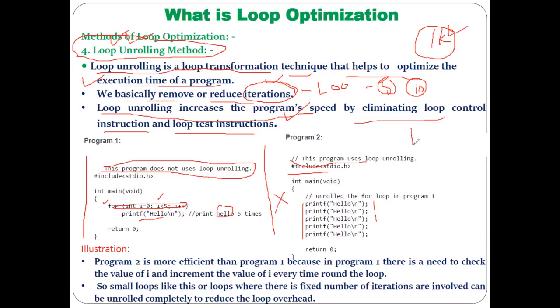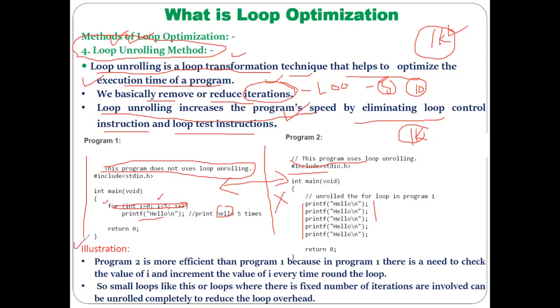But consider that 1000 iterations are required. Is it good to write the print statement 1000 times? Because of that, more space will be consumed, and more time will be required to run the program. Understood? So when the iterations are too large, means 100 or 1000, then loop unrolling is not recommended. But if iterations are small, like in this example, then loop unrolling is advised and suggested. It is a good optimization technique if iterations are few.